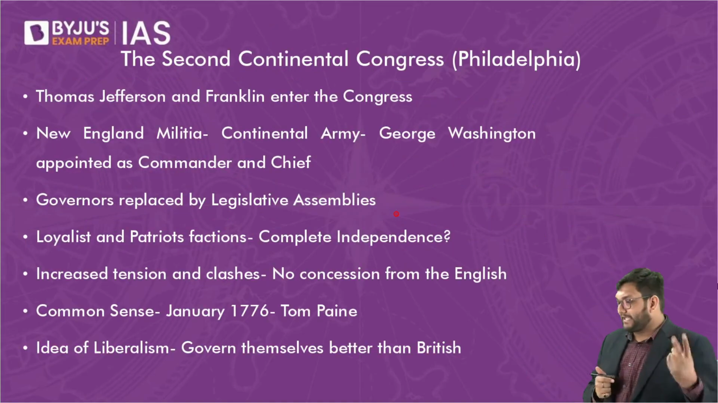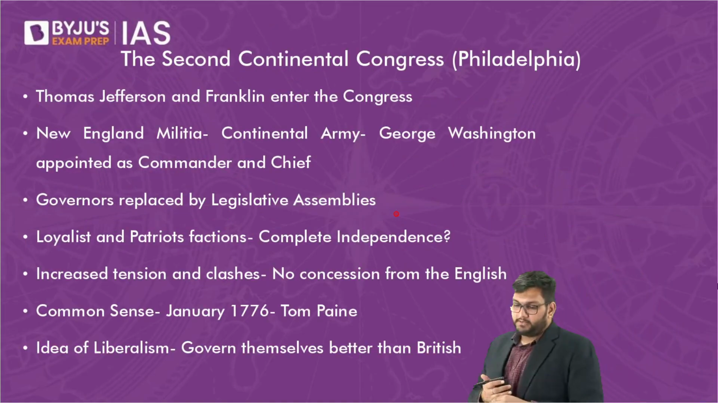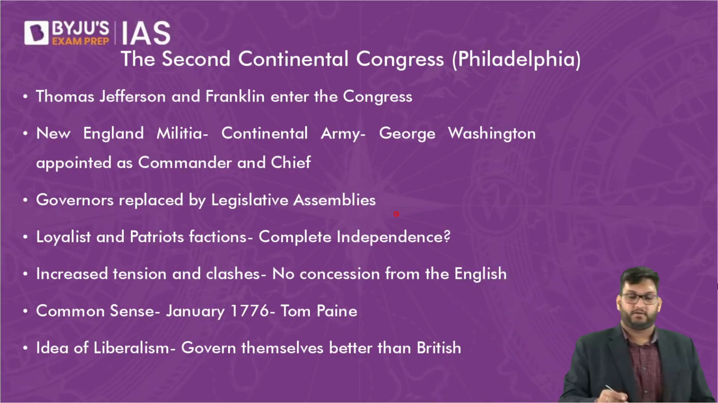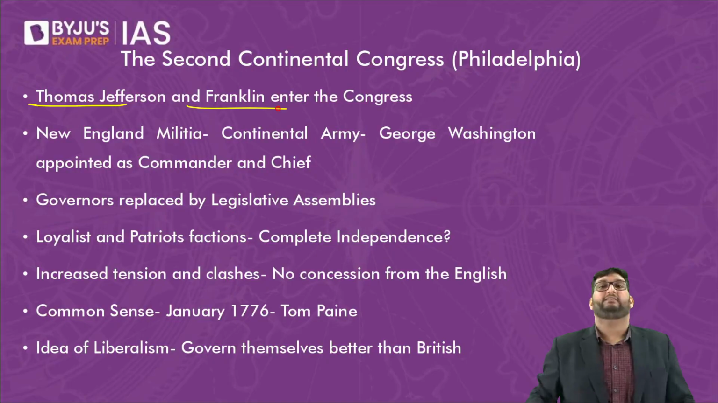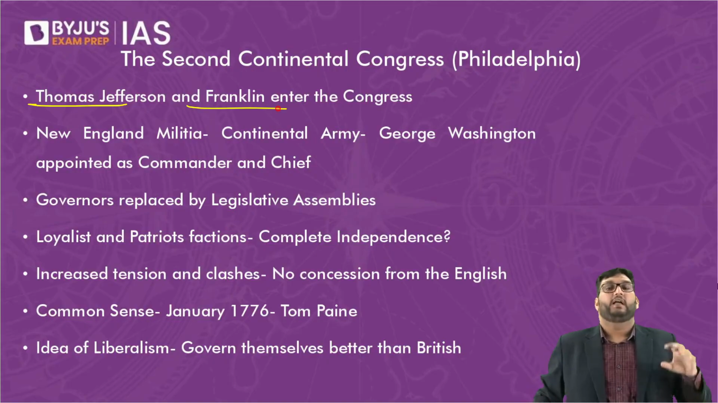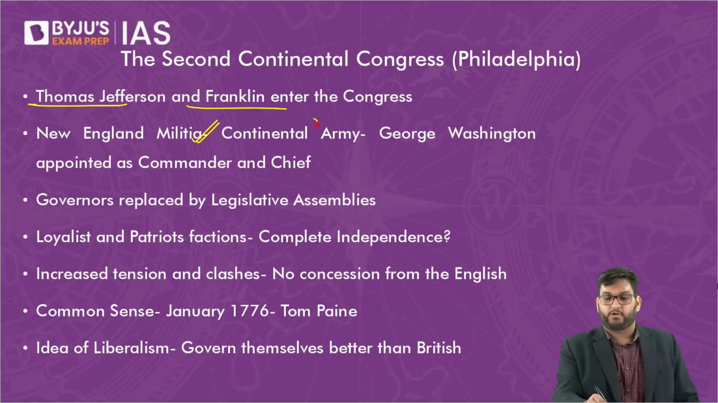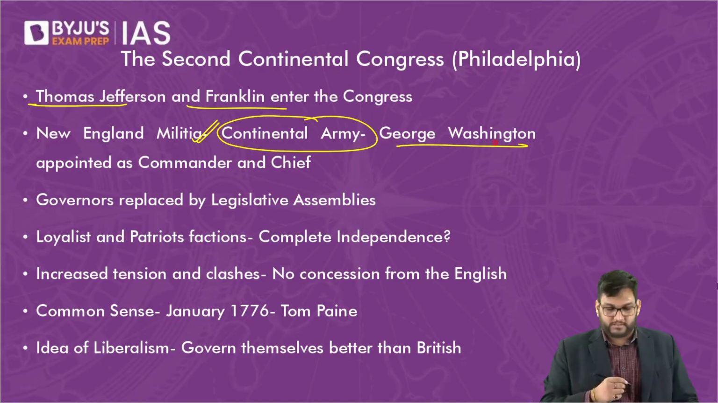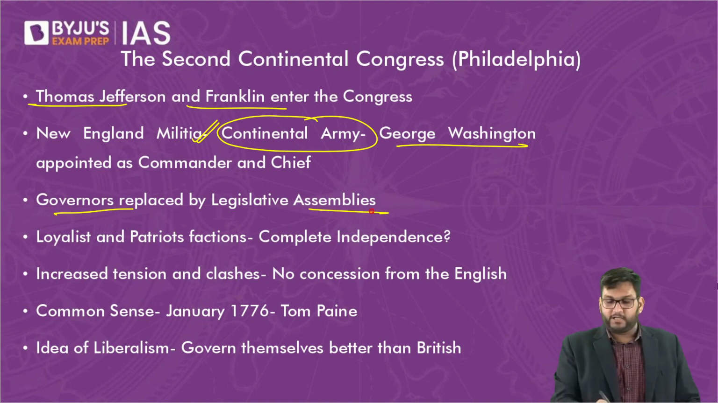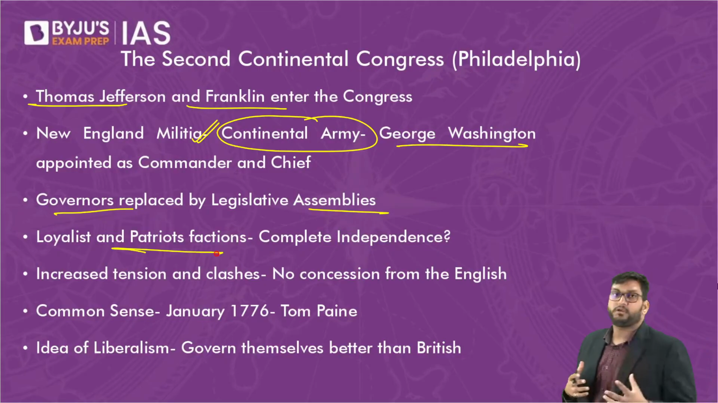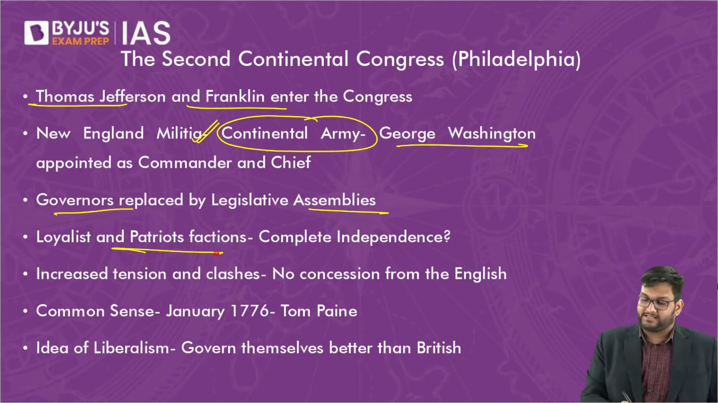Now, at the Second Continental Congress, the Continental Congress is American, not British. At the Second Continental Congress, Thomas Jefferson and Franklin will enter the Congress itself. Now they will ask the New England militia to change its name to become the Continental Army under George Washington. The Governor will be replaced by the people. Thereafter, the Loyalist and the Patriot factions were still questioning complete independence or not. Increased tensions and clashes will be there.